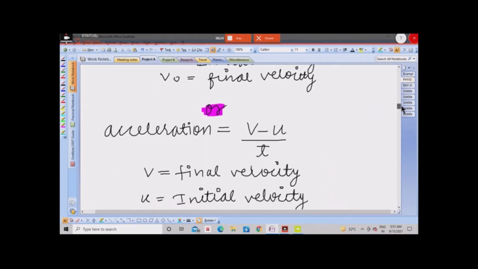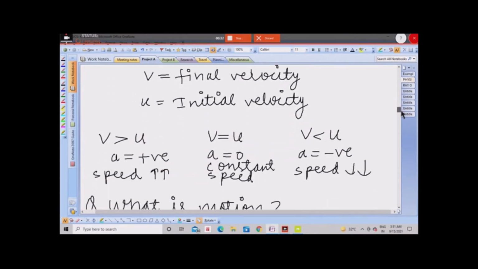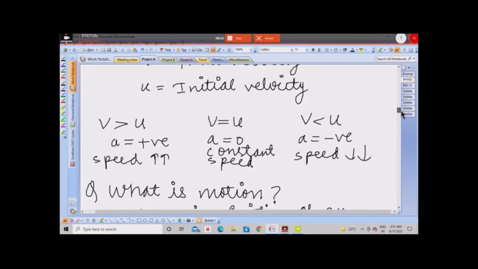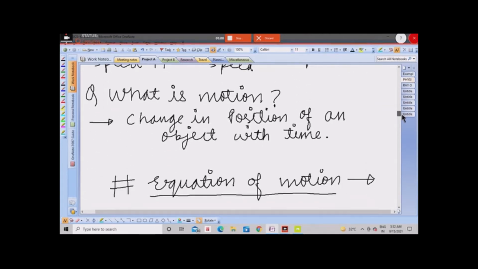So we have another formula of acceleration, that is V minus U by T. Here V is final velocity and U is initial velocity. If V is greater than U, then acceleration would be positive and speed will keep on increasing. If V is equal to U, it means initial velocity is equal to final velocity, then acceleration would be 0 and the speed would be constant. If final velocity is lesser than initial velocity, then a would be negative and speed will keep on decreasing. So now what is motion? It is a change in position.